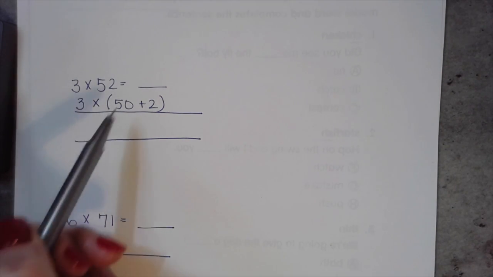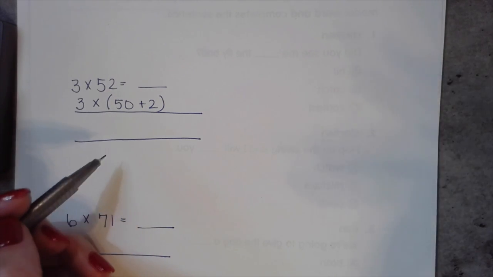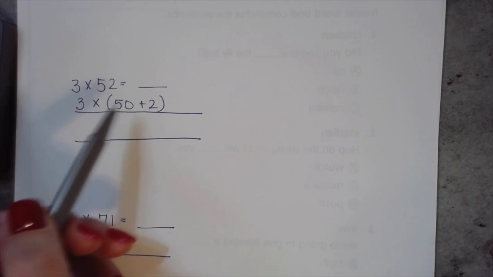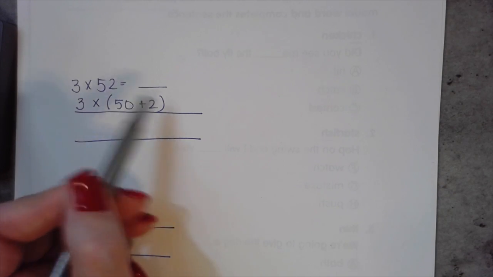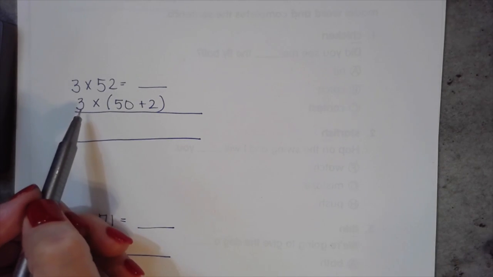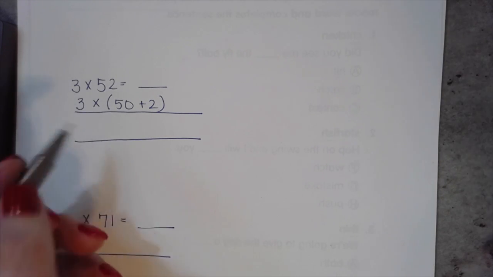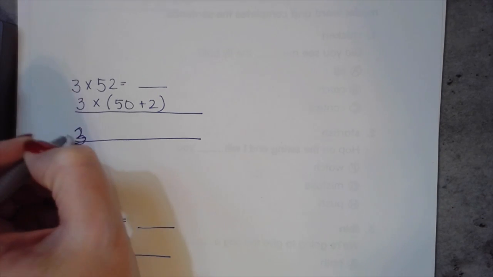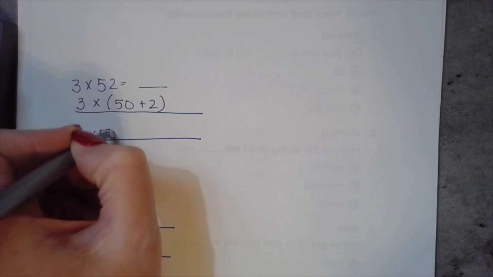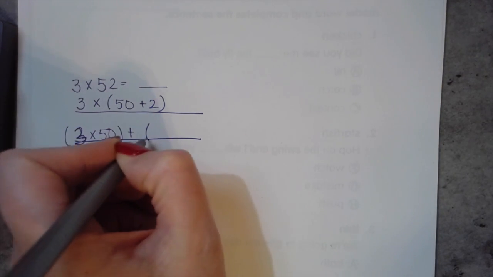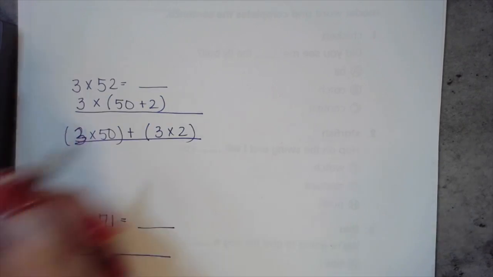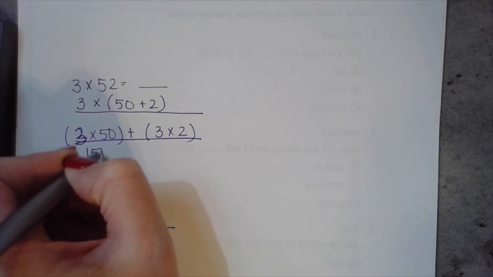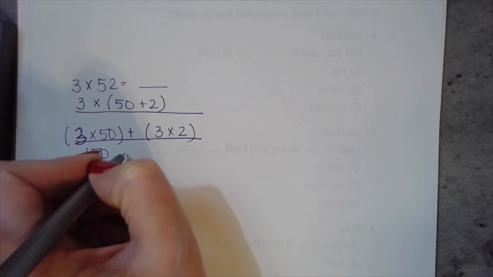Again, we're taking our small number. This is the one that we're going to distribute in each smaller equation. Now, we broke 52 into 50 plus 2. So we've just essentially done 3 times 50 plus 2. That's expanded form. Now we're going to take 3 times 50 and 3 times 2, just like we did in the other lesson. 3 times 50 plus 3 times 2. Okay, so I know that 3 times 50 is 150, and 3 times 2 is 6.